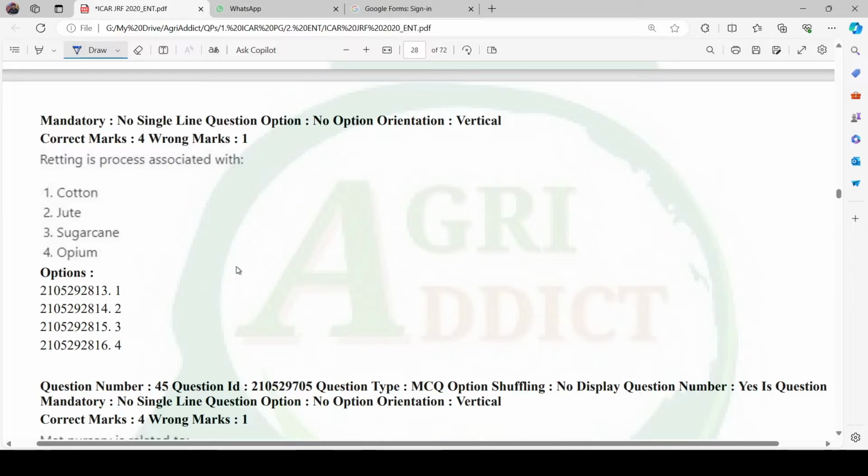Retting process is associated with which crop? Jute. What is the retting process? Simply, it is a microbial process by several anaerobic and aerobic bacteria, and fungi are also there. So what happens? The fiber of jute is loosened by decomposition, and its pectin and hemicellulose are dissolved, and it is an 8 to 30 days process.